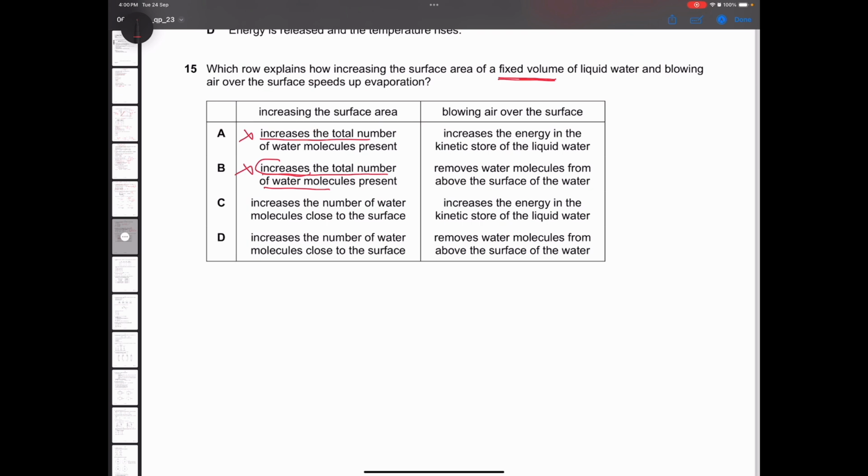Now, increases the number of water molecules close to the surface. Surface area definitely does this. The surface area increases the number of water molecules close to the surface. So this statement is correct and this is also the same, so this is also correct. So we have to differentiate between them on the blowing air over the surface point.